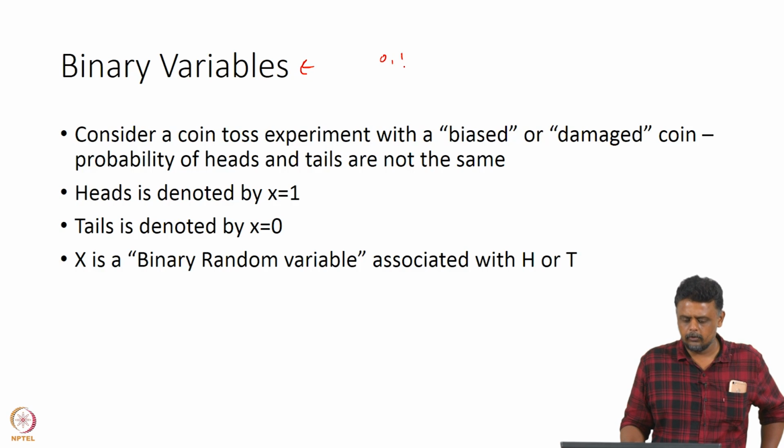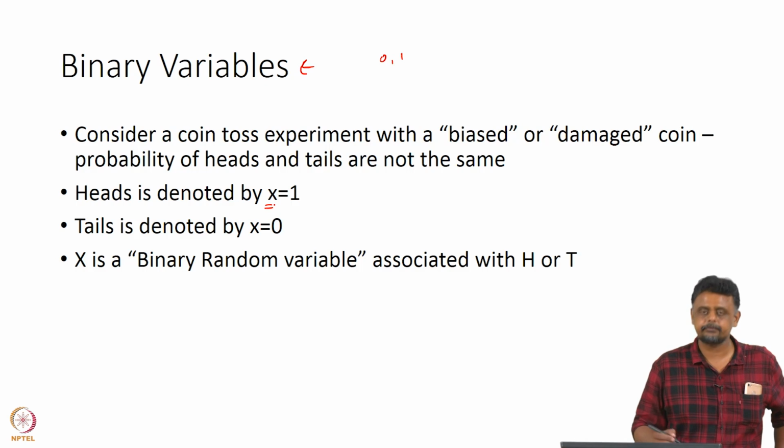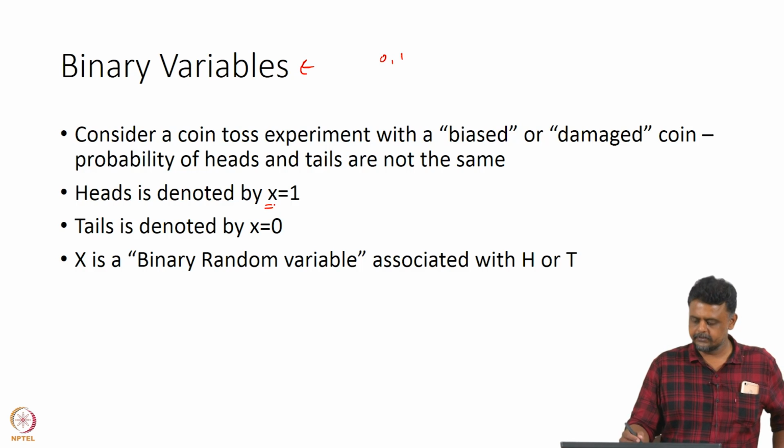Okay. So just to have an example, we consider a coin toss experiment with a damaged or a biased coin, which means that the probability of either getting heads or tails is not the same. So maybe there is higher probability of getting a head than getting a tail when you toss it. So we will consider the random variable x, which is linked to the event heads or tails. And depending on the event x will take a certain value.